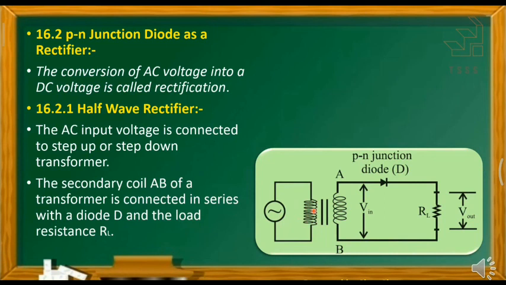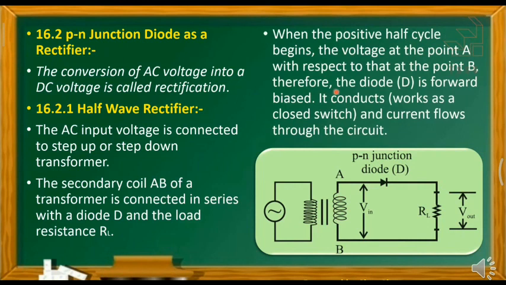So this is the transformer. Based on the transformer, we can send current, and that current passes through the diode. When the positive half of the cycle makes the voltage at point A positive with respect to point B, the diode D is forward biased. It conducts, works as a closed switch, and current flows through the circuit. So from the transformer the voltage goes high and low.